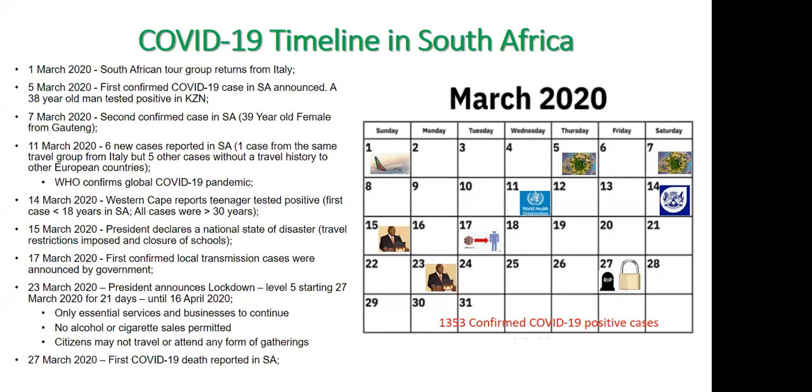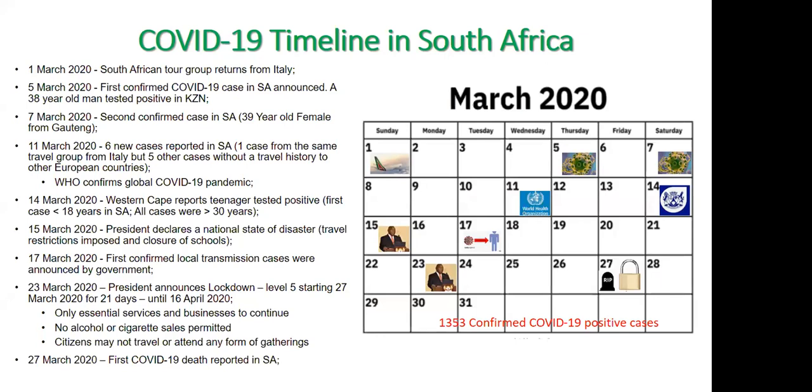On the 1st of March, the South African tour group returned from Italy. A few days later, somebody developed symptoms, and on the 5th of March, the first confirmed case of COVID-19 in South Africa was announced: a 38-year-old male who tested positive in KZN. Two days later, from that same group of travelers, a female was confirmed positive, and that took us to the 7th of March.